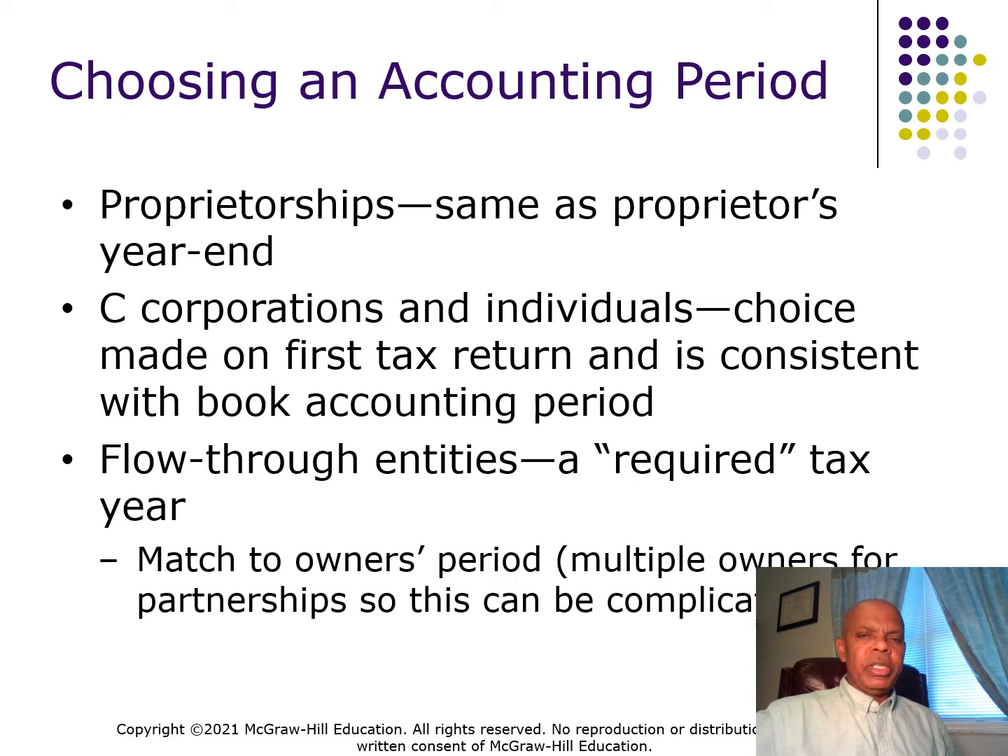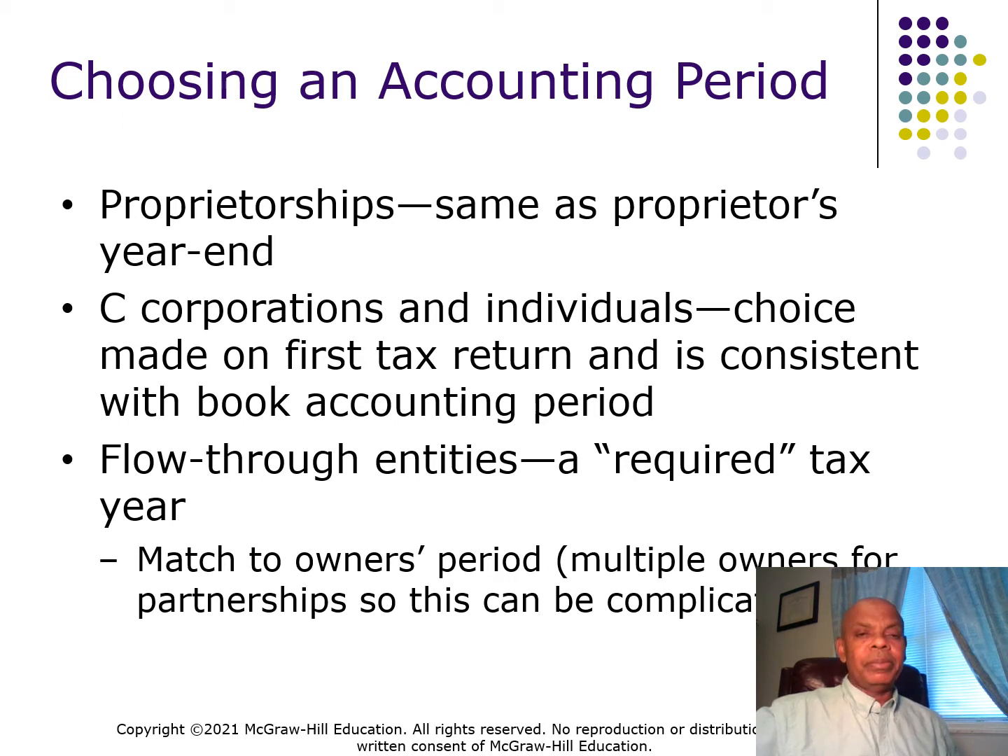Then we have flow-through entities. Flow-through entities are usually partnerships or S corporations. Those entities don't pay tax, but the individual owners pay tax. If you're a partnership, the partners pay tax. If a partnership makes profits, it flows through to the partners. That's what they call flow-through entities. The same applies to an S corporation. We're going to go over partnerships and S corporations later, but that's what flow-through entities are.